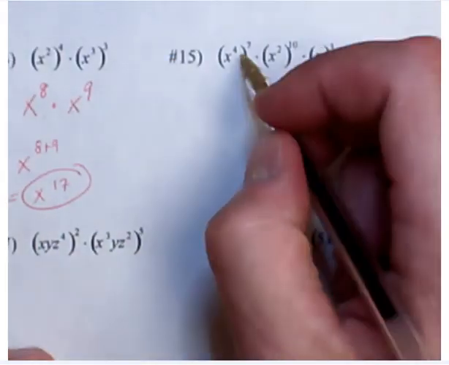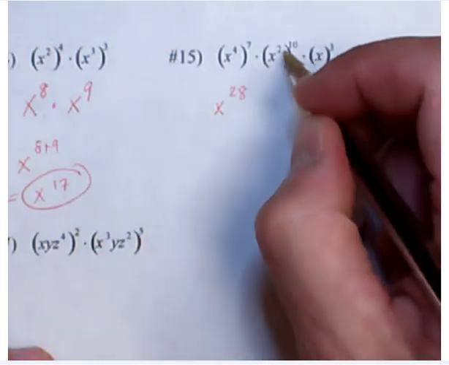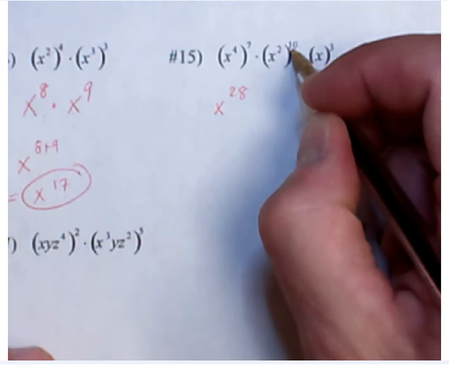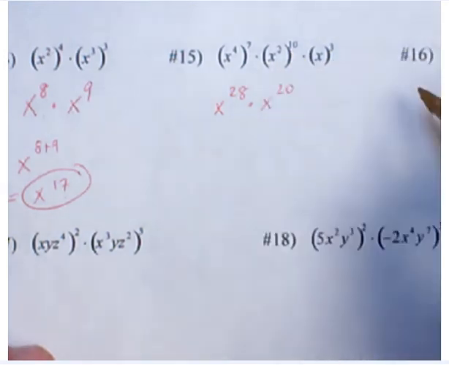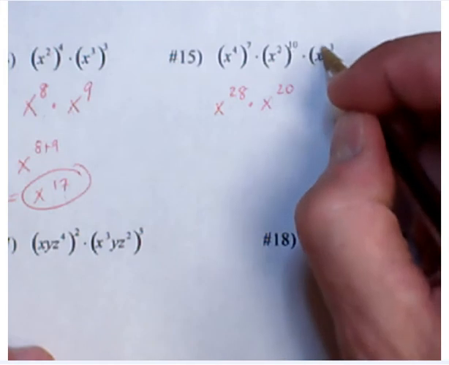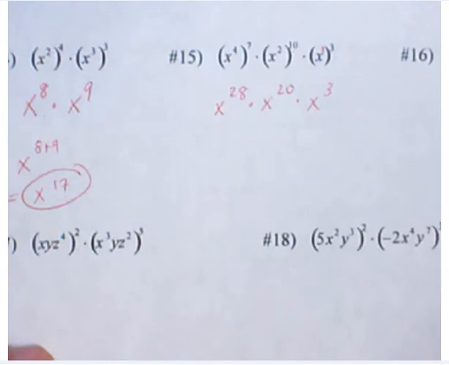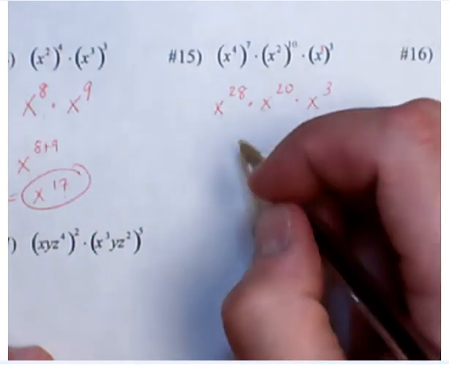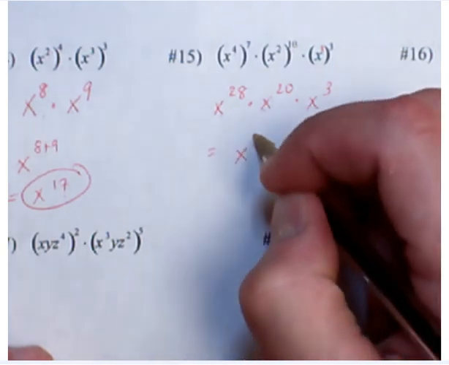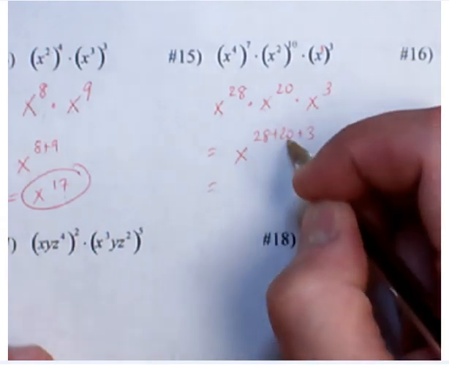X to the fourth raised to the seventh. All right, let's multiply those exponents, x to the 28th. X to the second raised to the 10th. Power to a power, multiply the powers, x to the 20th. And then this is just x to the 1 raised to the third, so that's x to the third. 1 times 3 is 3. Okay, you got rid of parentheses. Now, can we combine these? Yes, we can multiply the variables. You keep the variable, you add the exponents. So we get 28 plus 20 is 48 plus 3.